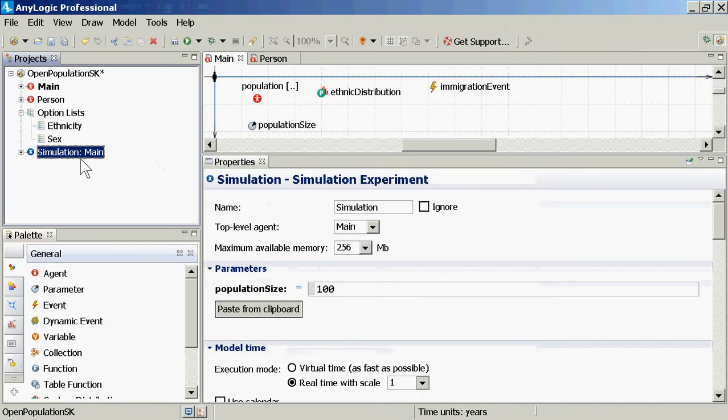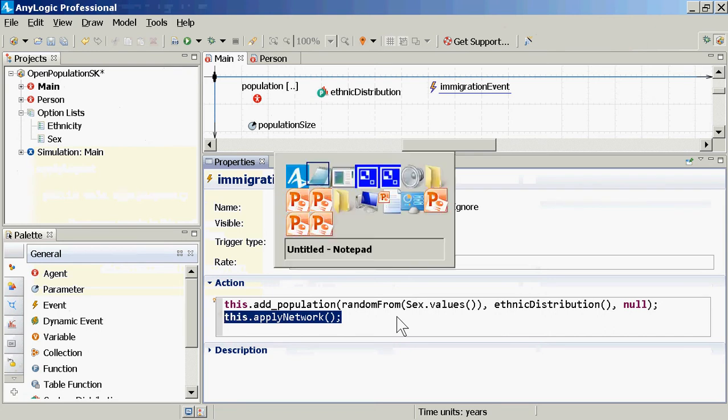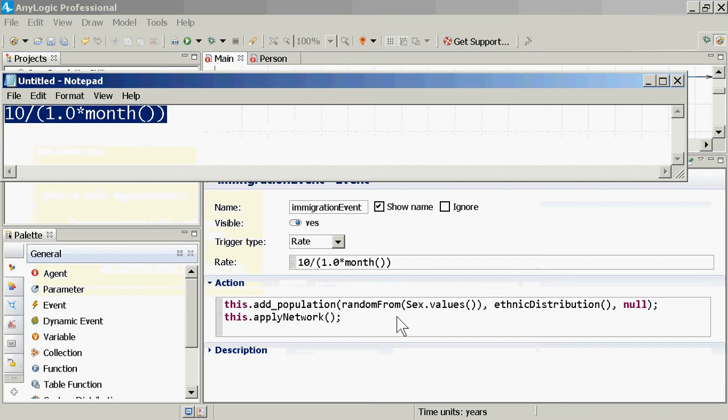Okay, we're going to go to the immigration event. We're going to add one more line in this handler, one more line in the code that handles this. Are you ready for the code? This dot apply network. That's all you have to do. That's the line you have to add. I'll put it up on the big screen. There you go. You have to apply the network. Are people okay with that?